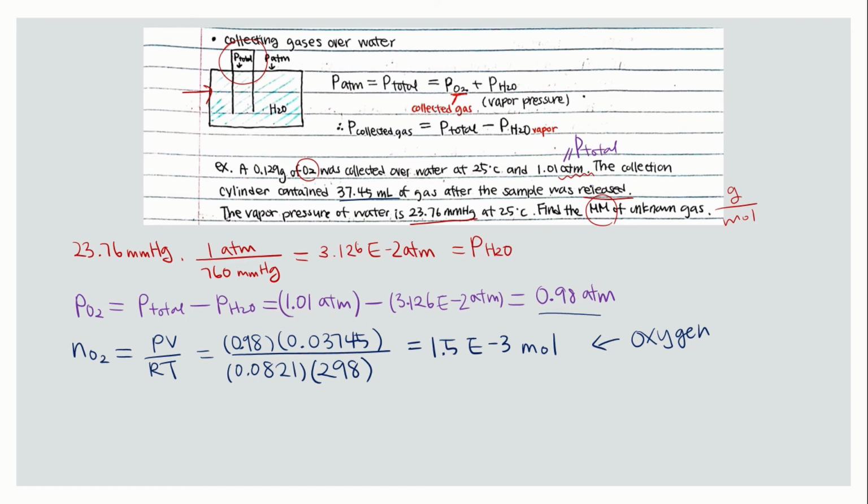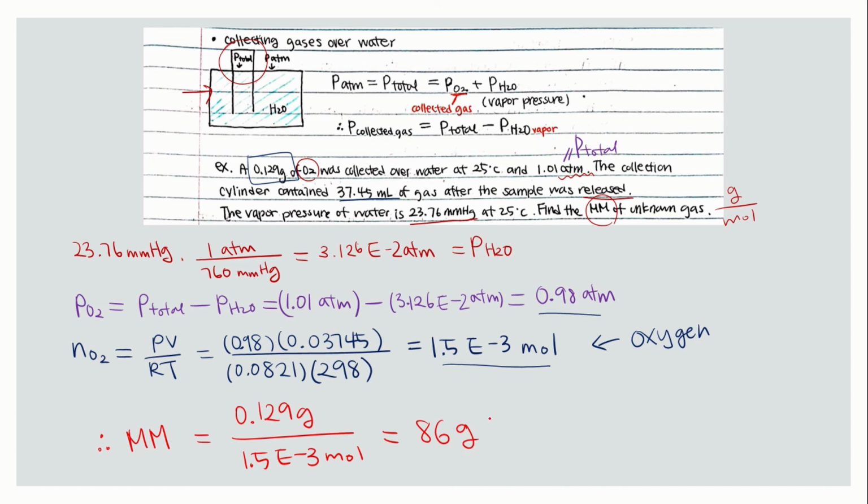You're looking for the molar mass and you have the grams and you just calculated the moles. So for molar mass, you have to divide the number of grams by the number of moles. The grams was 0.129 grams, and divide that by the number of moles, 1.5 E-3 moles. And then you finally get the answer of 86 grams per mole. And that is the molar mass, which is our answer for the unknown gas.